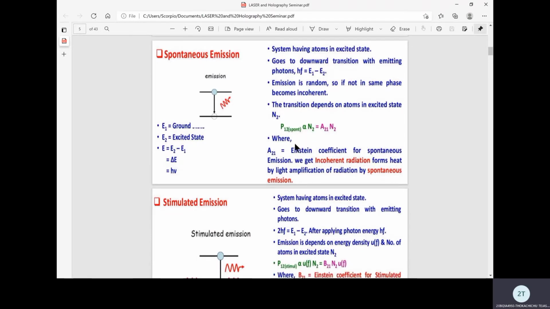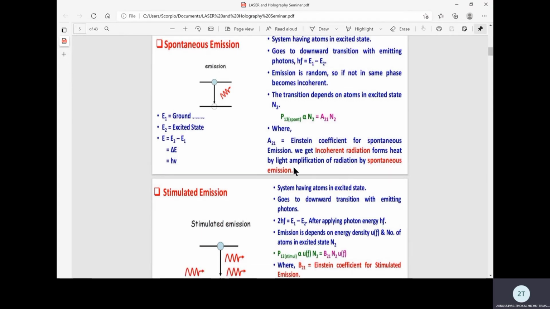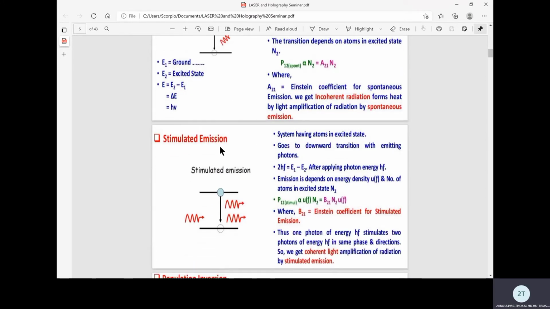This is for spontaneous emission, where A21 is the Einstein coefficient for spontaneous emission, introduced by the great scientist Einstein himself. Here we have to note that we get incoherent radiation from light amplification by spontaneous emission of radiation. So using spontaneous emission, we clearly cannot obtain laser light, because laser light is coherent. Now let's see if that is the case in stimulated emission.